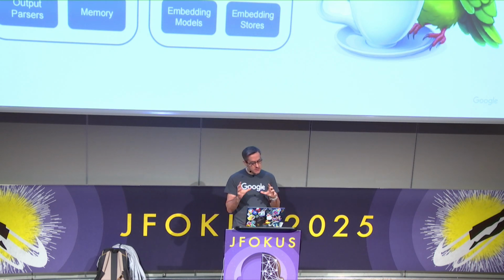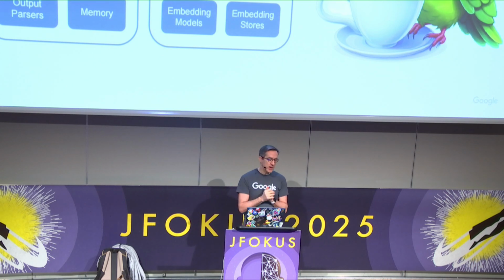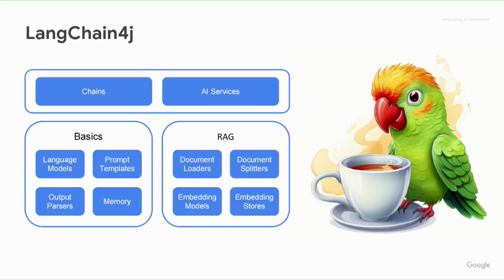LangChain4j contains various basic bricks: access to language models, access to prompt templates if you want reusable text with placeholders, document loaders and splitters to give the LLM access to your documents, and embedding stores, which are vector databases for doing vector comparisons. And we'll be using that in this presentation for the various code examples I'll be showing you.